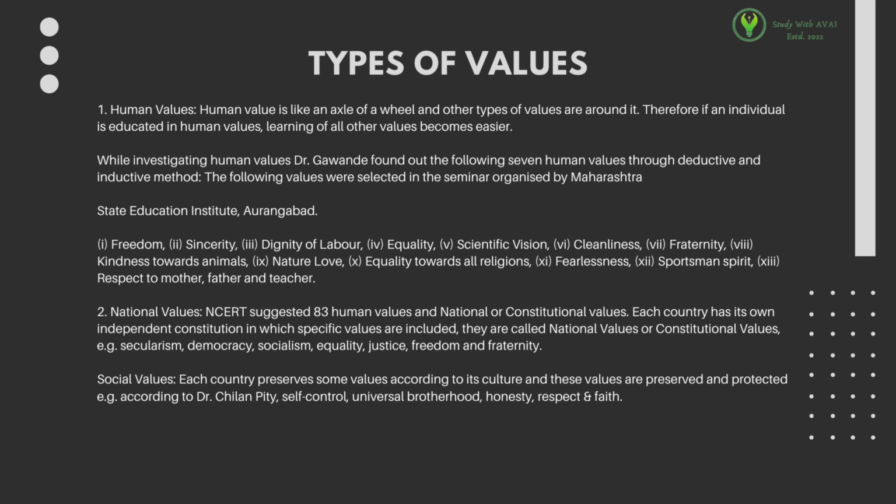Moving on with types of values. 1. Human values. Human value is like an axle of a wheel and other types of values are around it. Therefore, if an individual is educated in human values, learning of all other values becomes easier. While investigating human values, Dr. Gawande found out the following human values through deductive and inductive method. The following values were selected in the seminar organized by Maharashtra State Education Institute, Aurangabad.